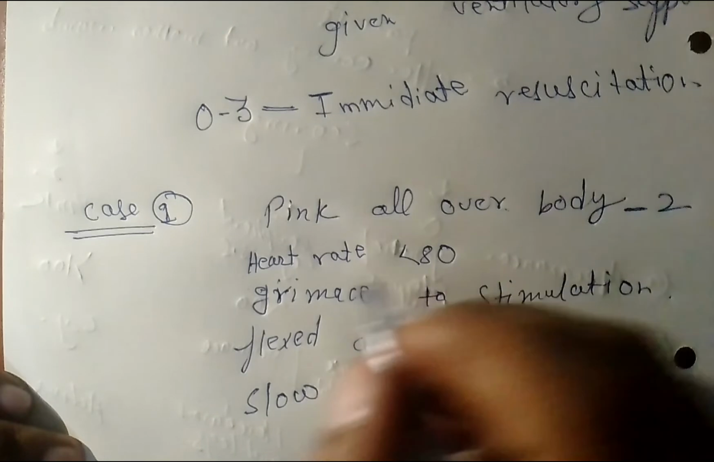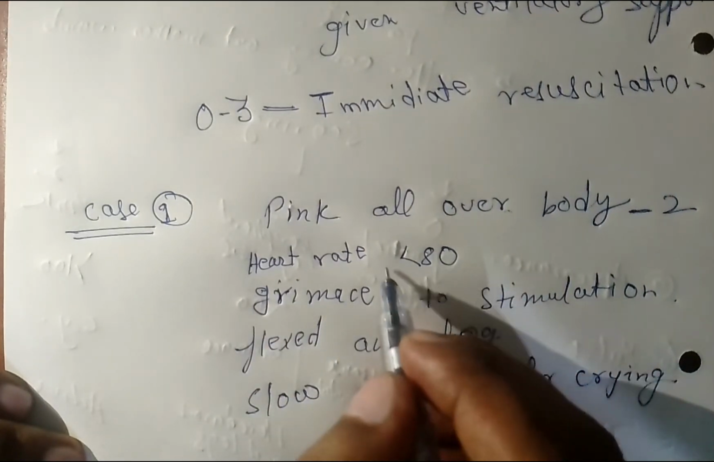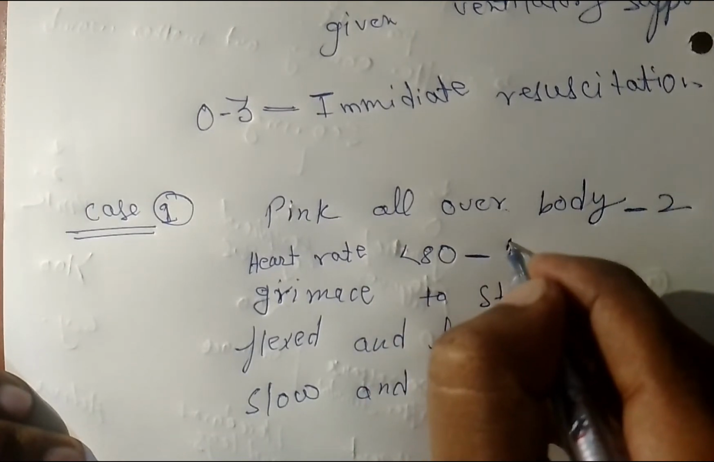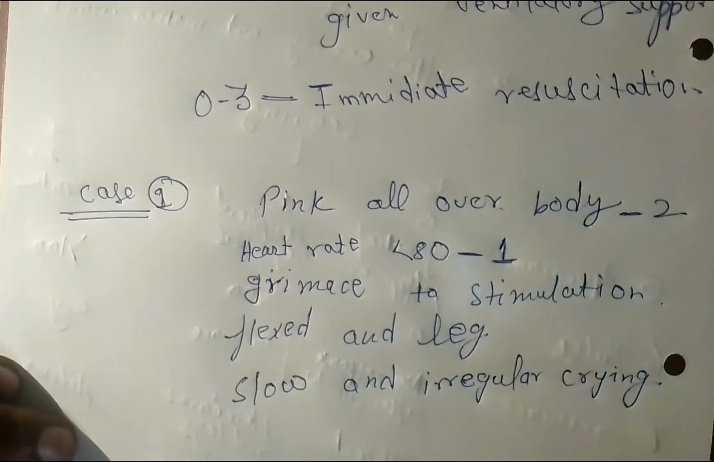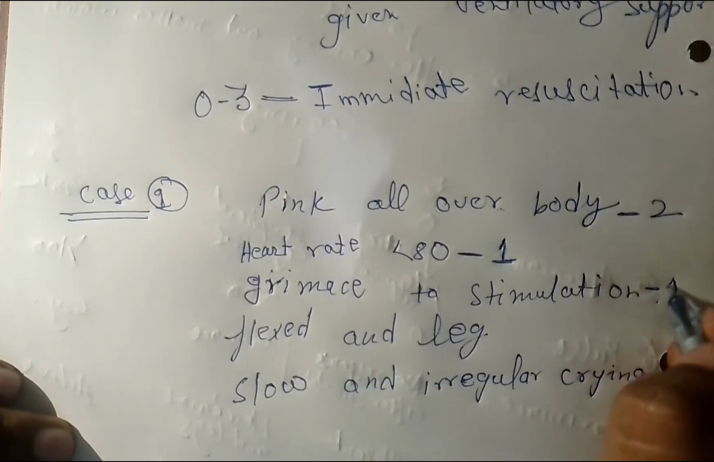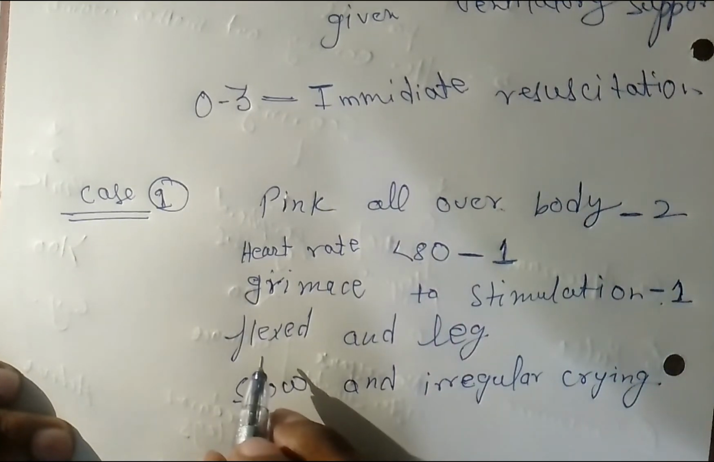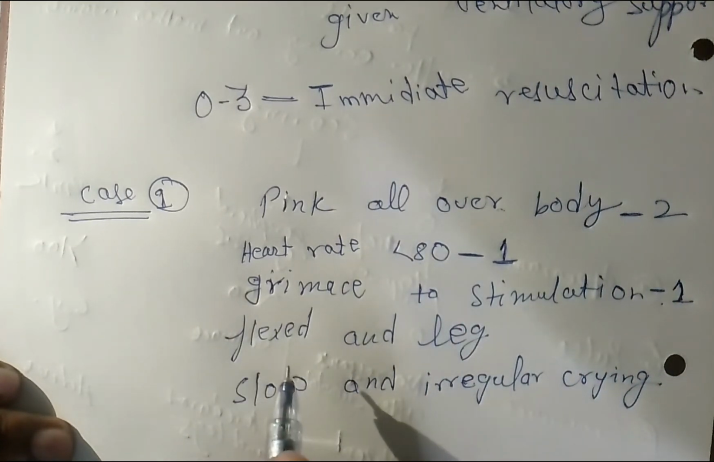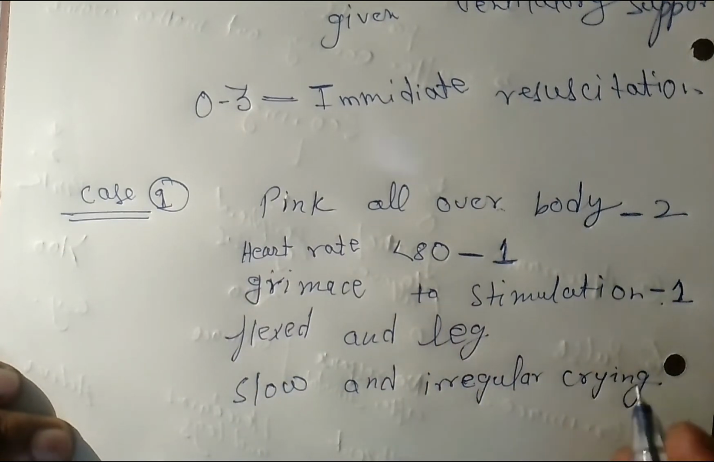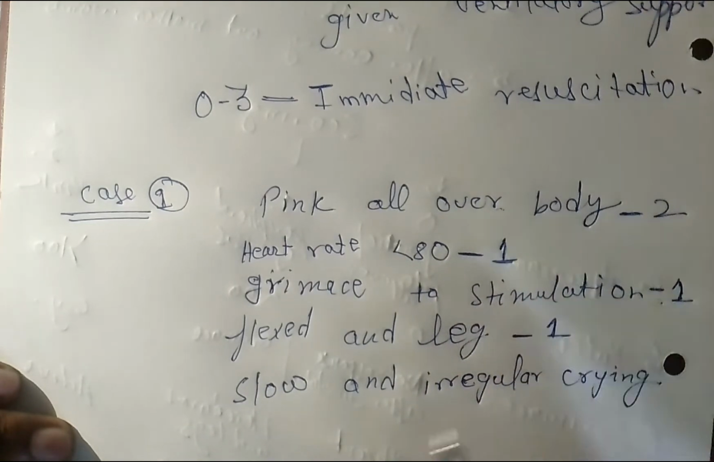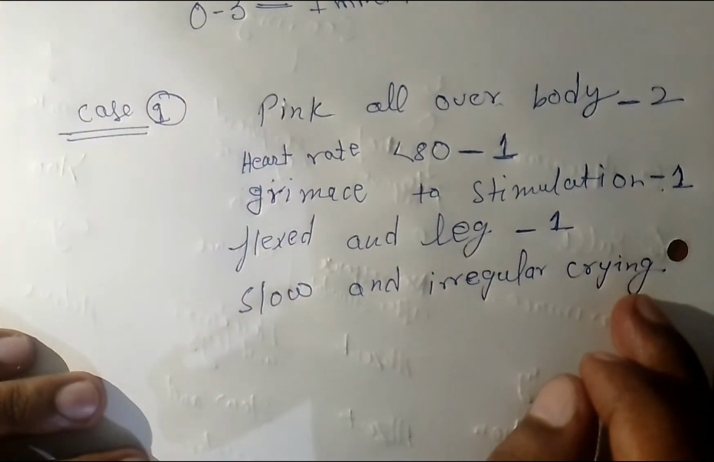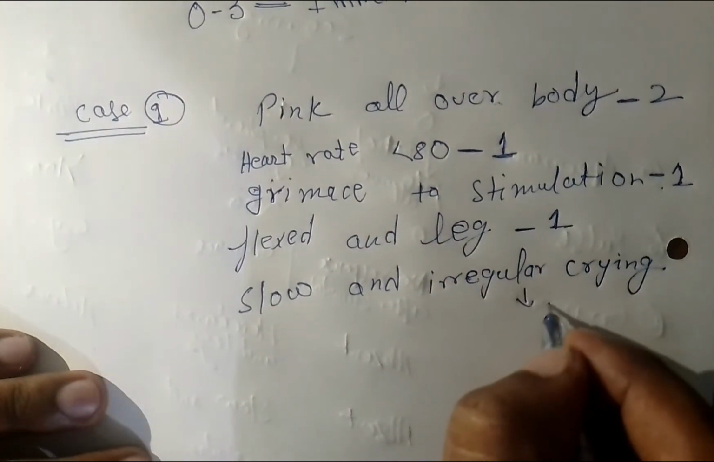So in this case we can assess: pink all over the body, the score will be 2. Heart rate is less than 100, that is 80, the score will be 1. And if you stimulate the baby and grimace to stimulation, that will also be 1. And if the baby's arms and legs are flexed, the score will be 1. And after that we check the respiration, slow and irregular crying, the score will be 1.